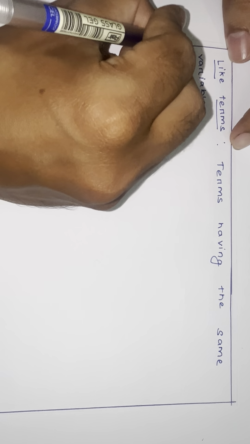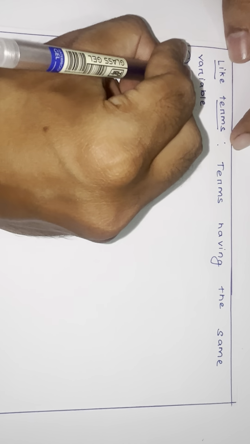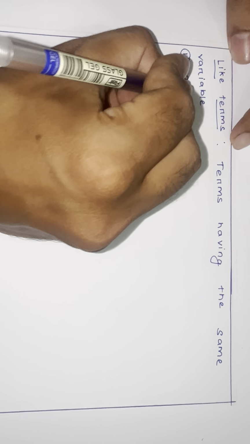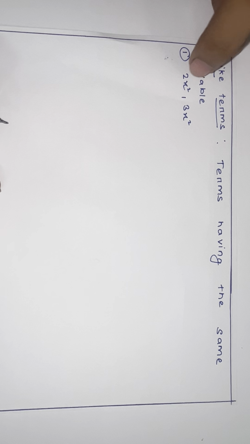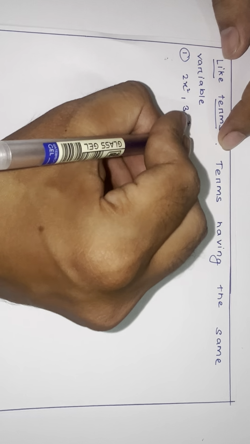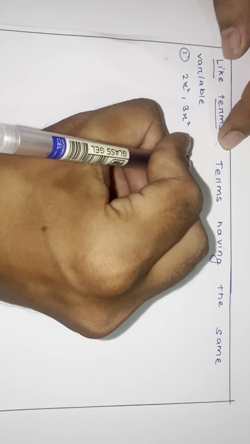For example, first I am writing 2x square and 3x square. In the first example, the variable is x square, and in the second one also the variable is x square. So they are what kind of terms? They are like terms.